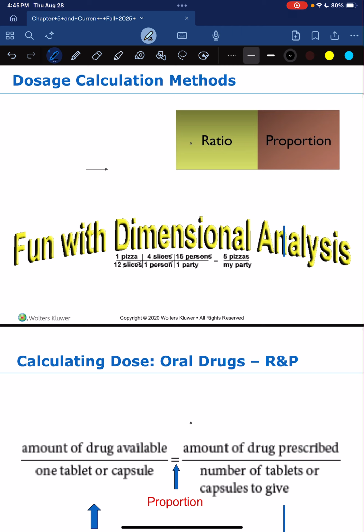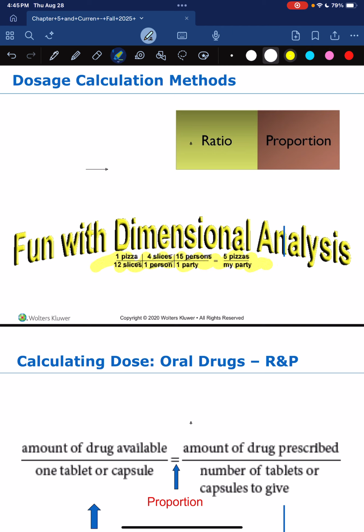So if you're having a pizza party, for example, and you want to know how many pizzas you should order for your party, and you don't know how many to order, but you know all these other things, how many people you're having, how many slices per person they'll eat, roughly estimated, and how many slices each pizza has, you can take what you know to get to what you want to know. And the same is true with dimensional analysis for medication calculation.